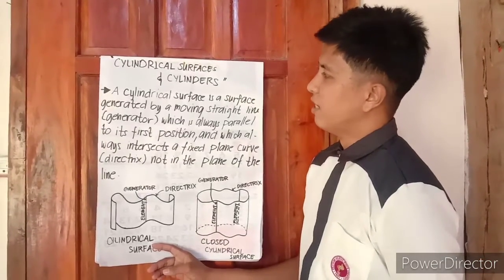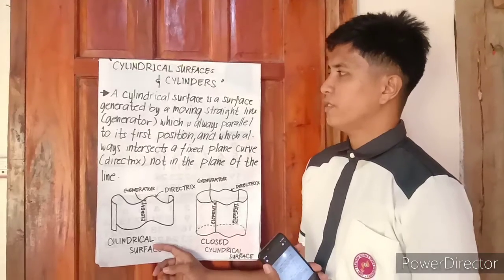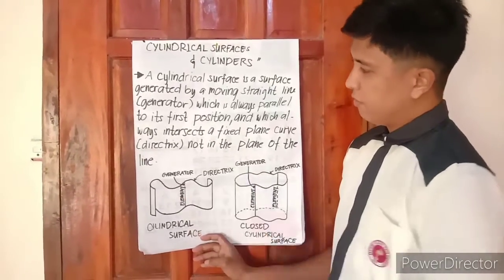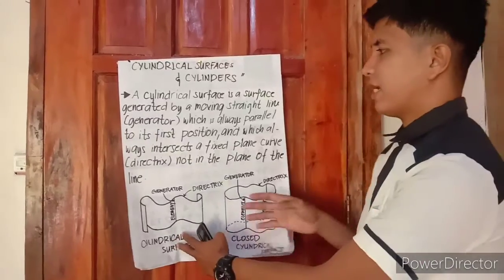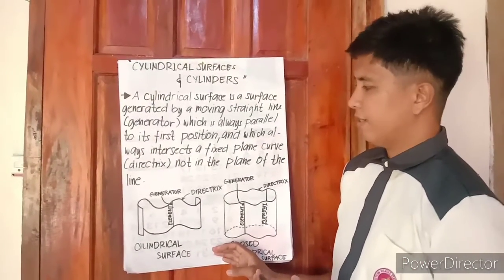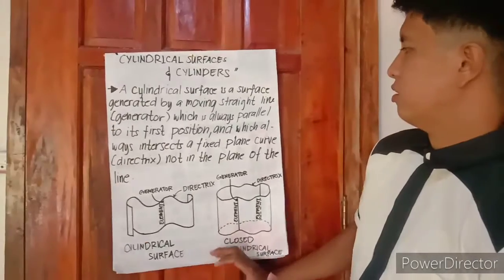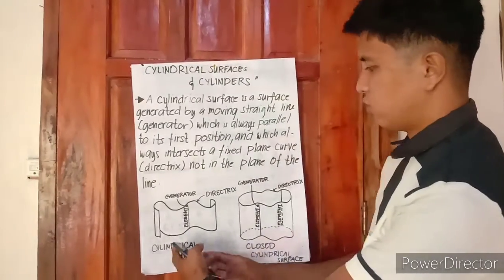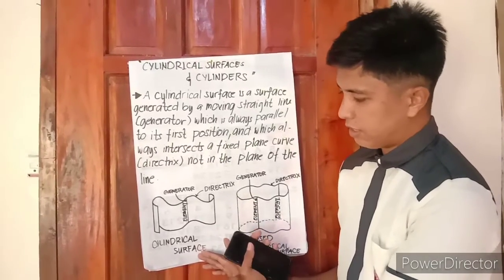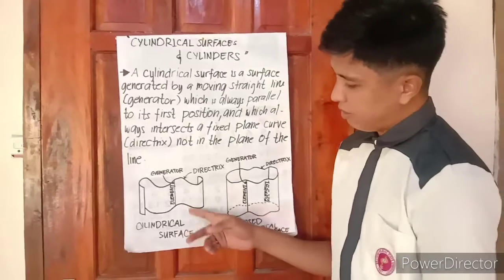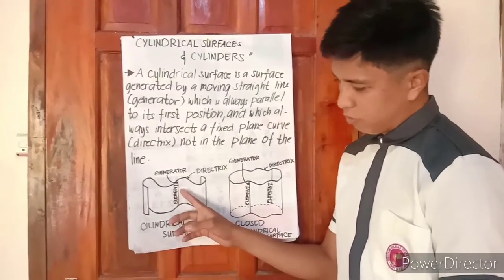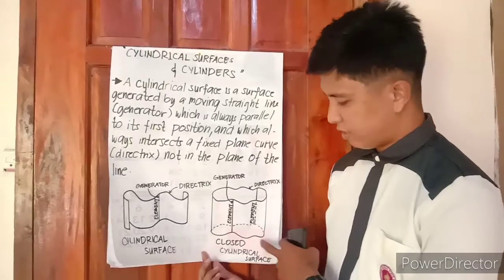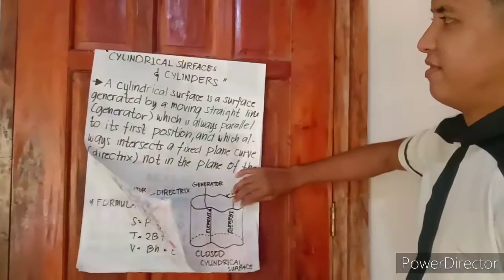Now, cylindrical surfaces and cylinders. A cylindrical surface is a surface generated by a moving straight line, the generator, which is always parallel to its first position and always intersects a fixed plane curve, the directrix, not in the plane of the line. You can see this in the drawing: this is the moving straight line. This is called a closed cylindrical surface when it closes.